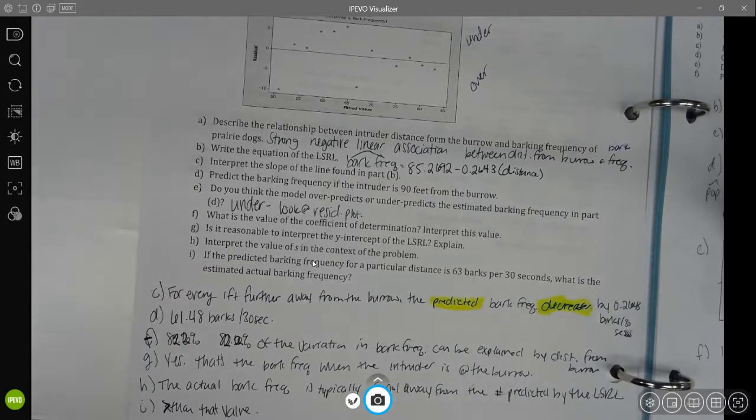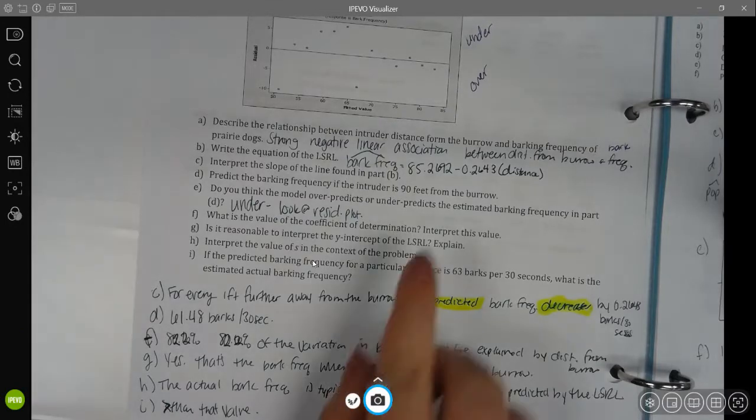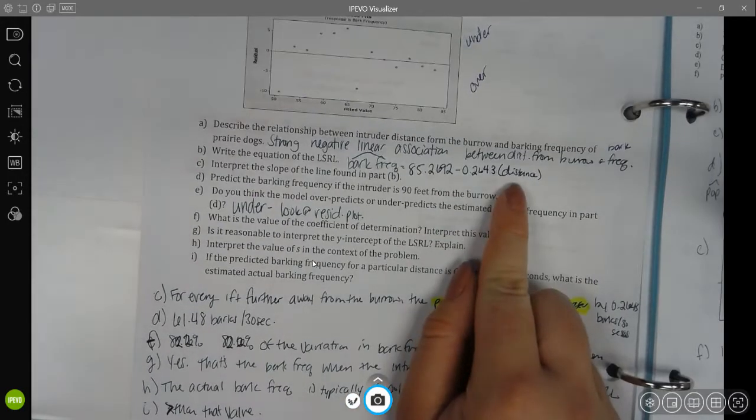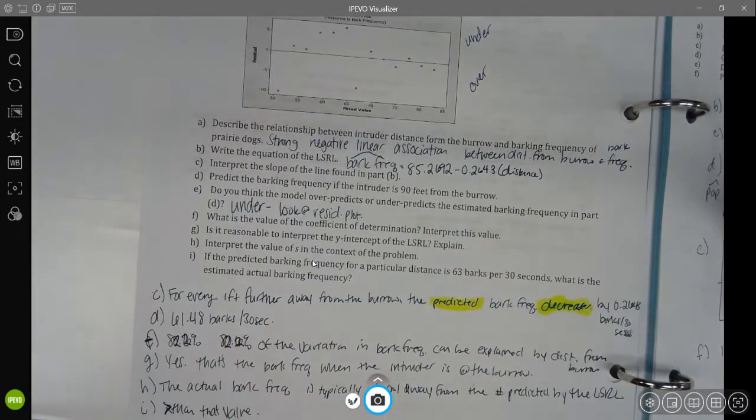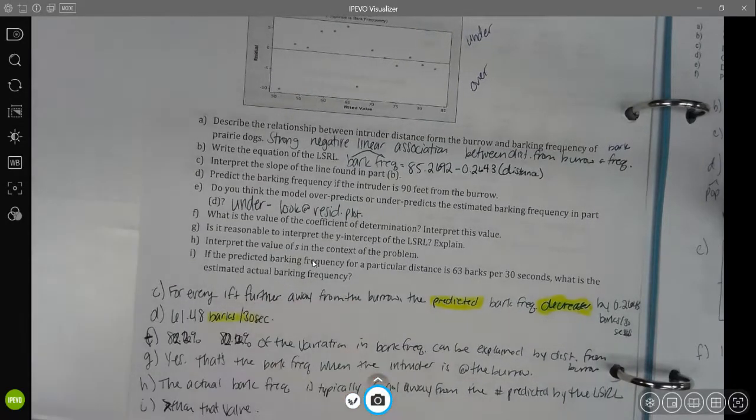Part D asks us to predict the barking frequency if the intruder is 90 feet from the burrow. So now I'm going to use my equation that I have here in part B. I'm going to plug in 90 for the distance. And if you plug that in, you should get about 61.48 barks every 30 seconds. Make sure you have the units on here as well. The units are going to be important. Don't just want to leave a number with no units.